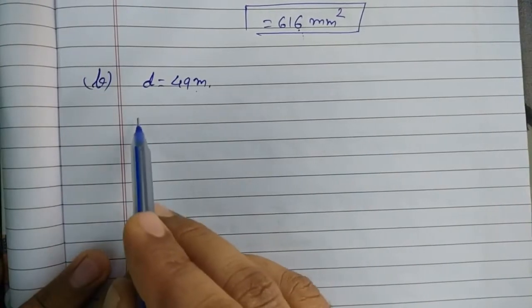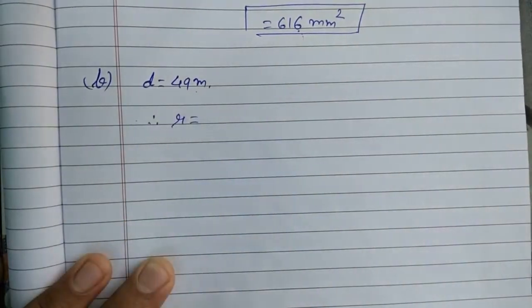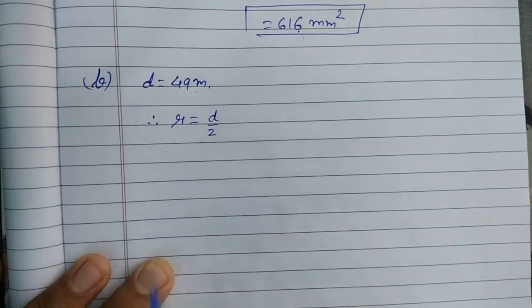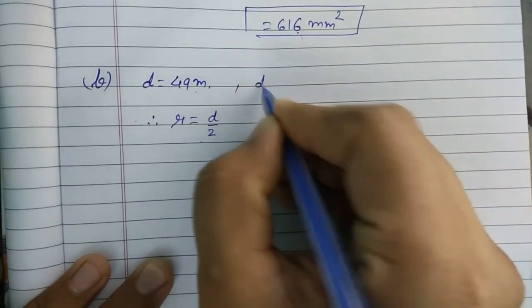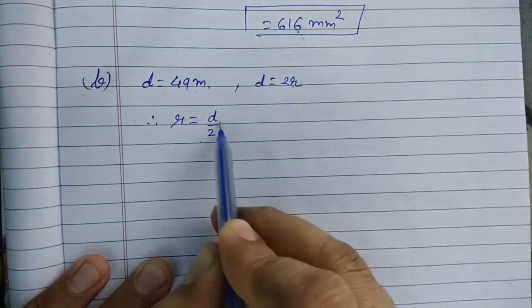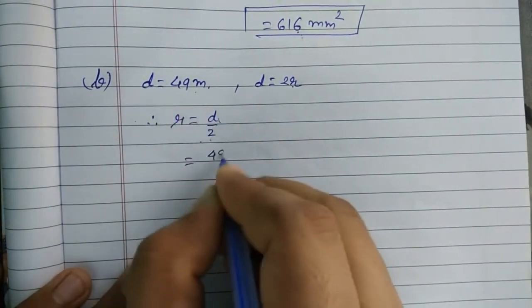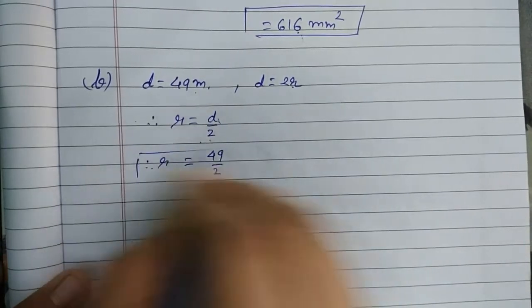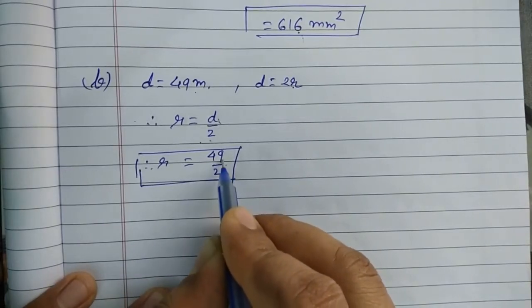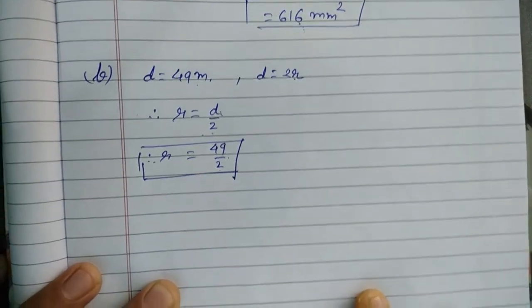So first we will convert this diameter into radius, and we know the formula: radius is equal to diameter divided by 2. From where did we get this formula? We know that diameter is equal to 2r, and therefore radius is equal to diameter divided by 2, and that is equal to 49 divided by 2. So here we got the radius 49 divided by 2. Here we are not finding the number 49 divided by 2. We are not doing that. Why? You will get the answer when we solve this sum.